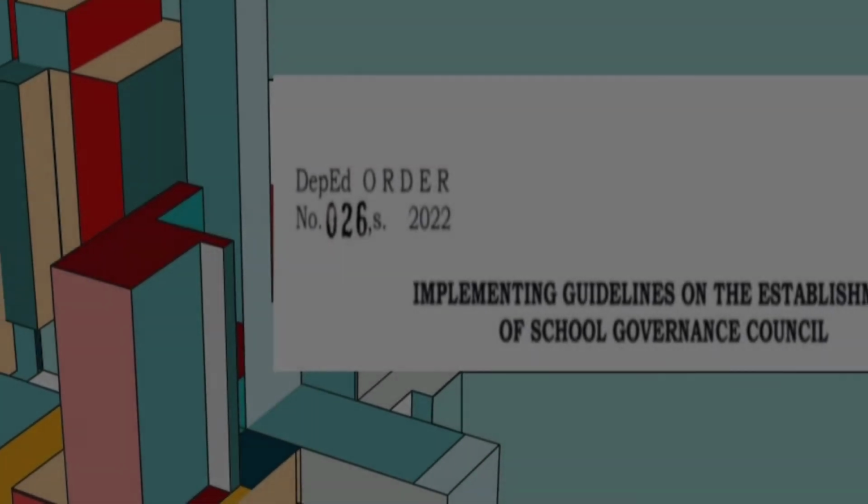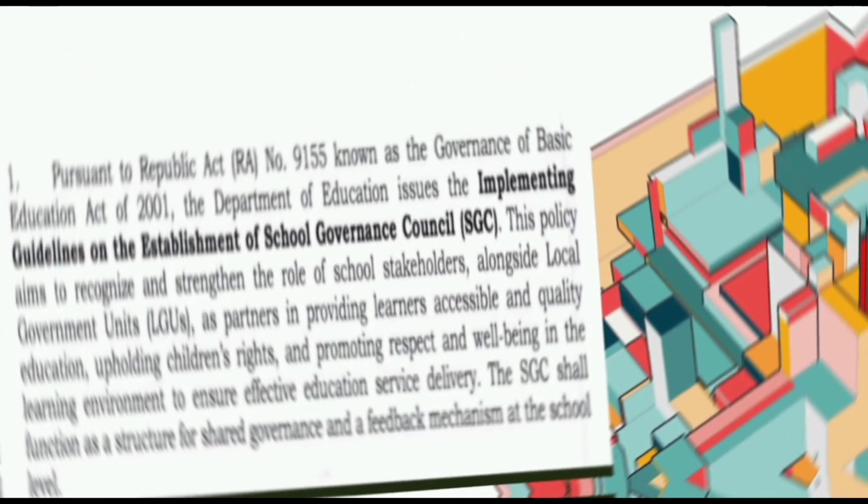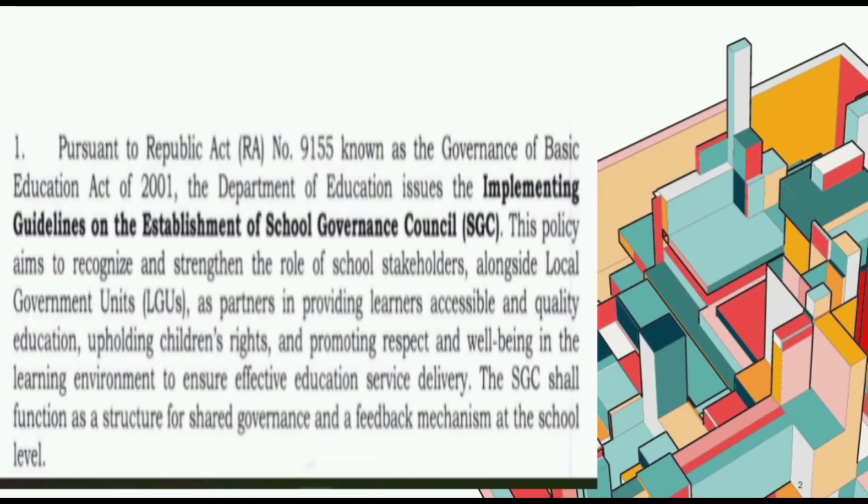DepEd Order Number 26, Series 2022, or the Implementing Guidelines on the Establishment of School Governance Council. Pursuant to Republic Act or RA number 9155, known as the Governance of Basic Education Act of 2001, the Department of Education issues the Implementing Guidelines on the Establishment of School Governance Council or SGC.